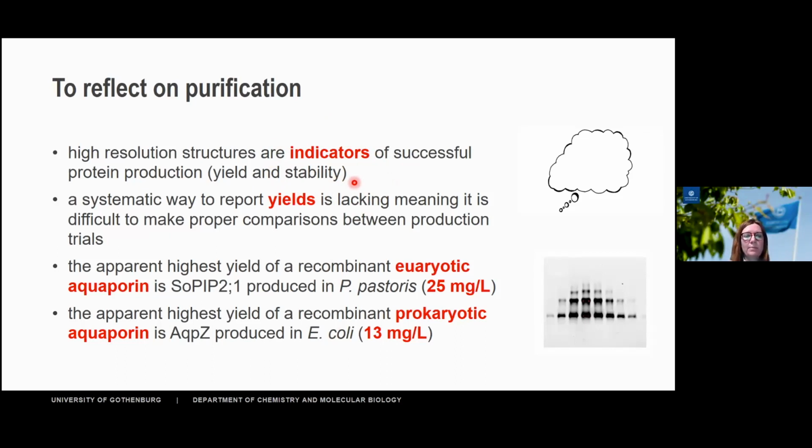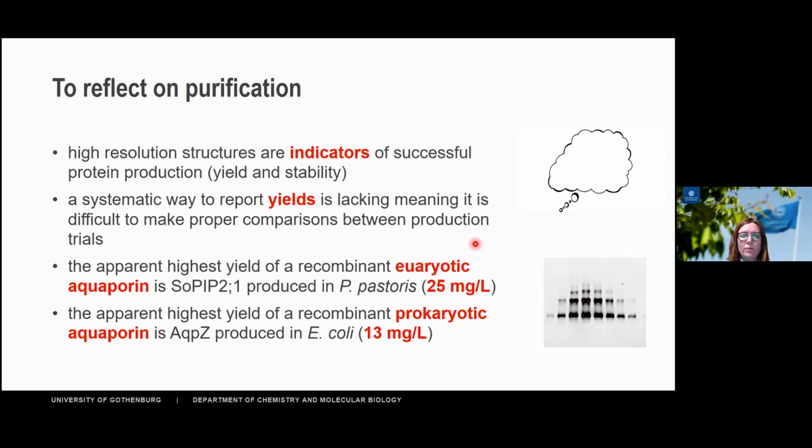One thing that is a bit surprising is that the yield, even though it's very important that you produce good yields of high quality proteins to get good progress with your structural analysis, is not always reported in the publications. And in addition to that, there is not a systematic way to report the yield. So the comparisons between different production trials is not straightforward.